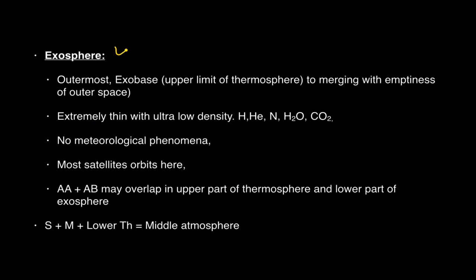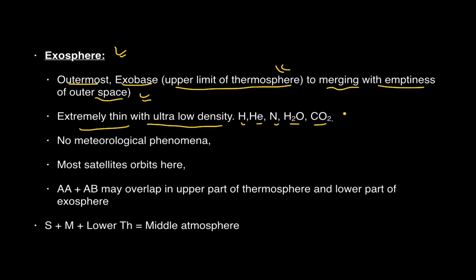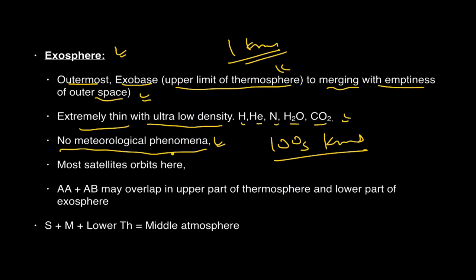Now we have the exosphere. It is the outermost. Exobase is the upper limit of thermosphere, and it merges with the emptiness of outer space. Obviously, it is extremely thin with ultra low density, and hydrogen, helium, nitrogen, water, carbon dioxide are found in minuscule amounts, and the molecules can travel hundreds of kilometers before colliding with others. In the thermosphere it is 1 kilometer before colliding with others. That is the level of density we are talking about. Obviously no meteorological phenomena can happen, and that is why most satellites orbit here, and aurora australis and borealis can overlap here also.